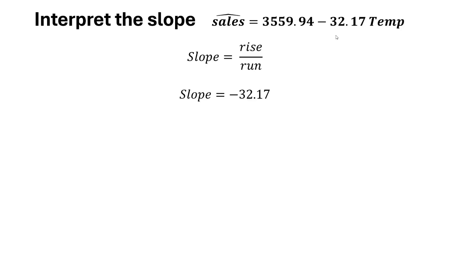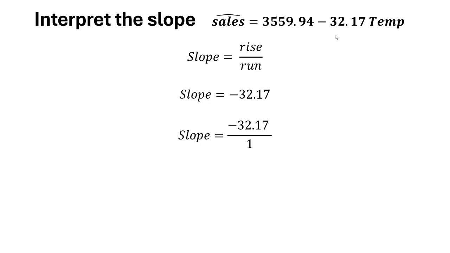Well, I'm going to do something a little unorthodox, which is force this number of negative 32.17 into a fraction by simply placing it over 1. So it is in fraction form now. So we can talk about the rise and the run.